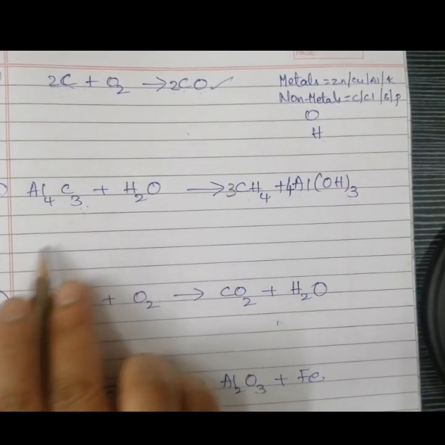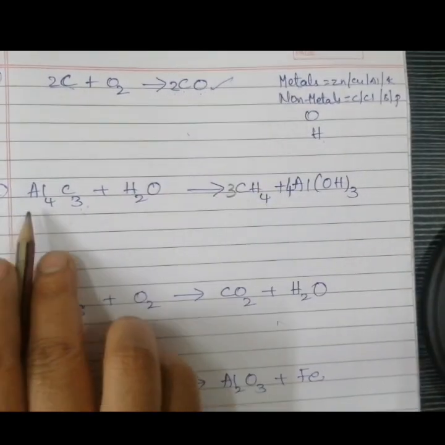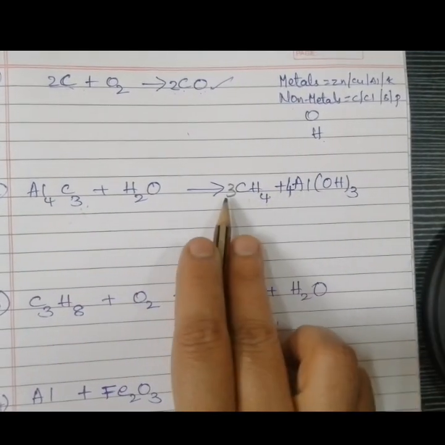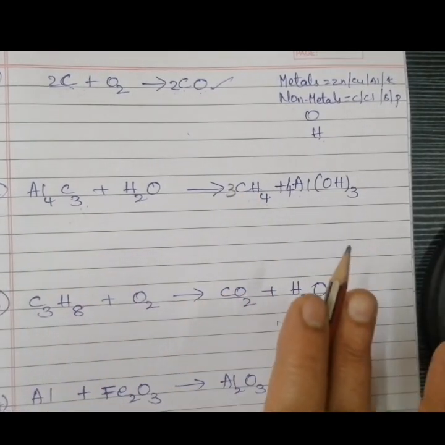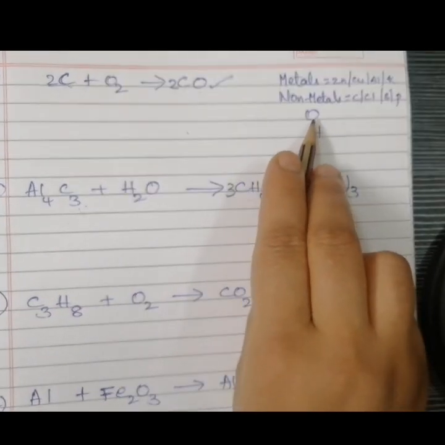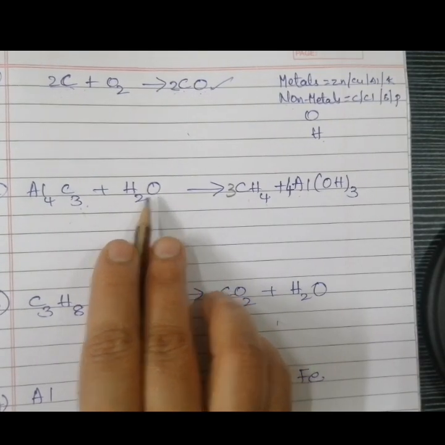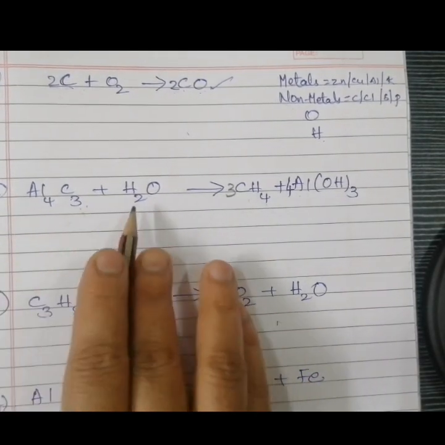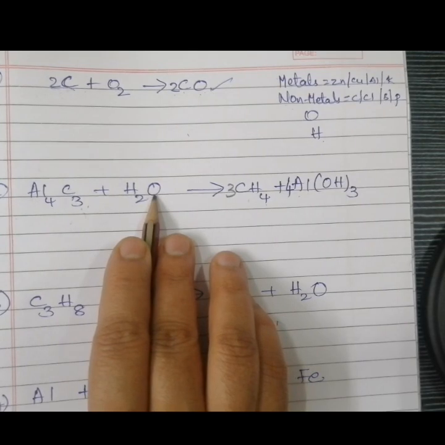Okay, again we have to go to the previous step, that is metals. Aluminum balanced. 3 carbons balanced. Okay. Now we'll go to the oxygen. How many oxygens are there here on the left hand side? Only one oxygen is there here.